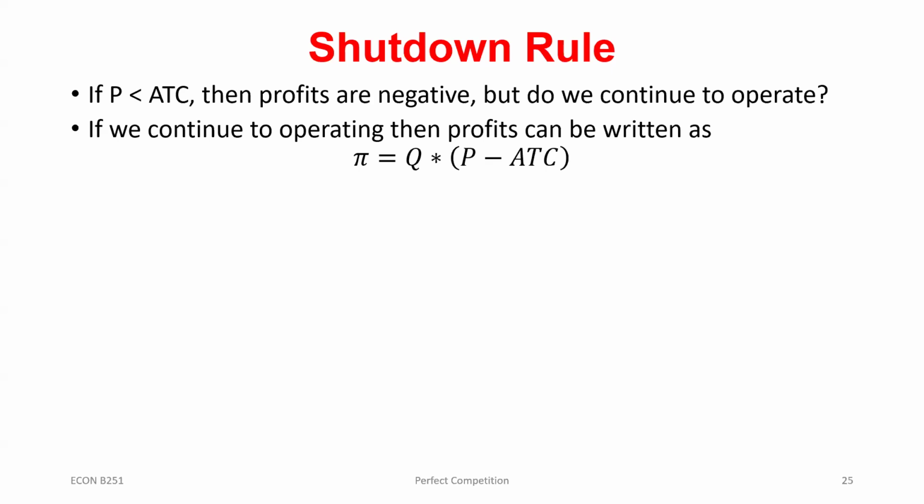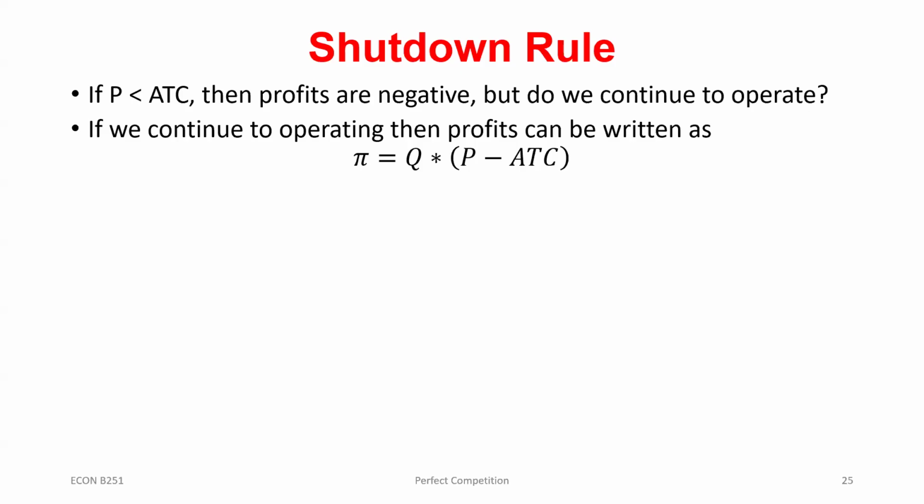So my profit equation that we were using was the quantity I'm selling times the difference between price and average total costs. Okay. So I'm just going to rewrite this a little bit. What is my average total cost? It's the sum of my average variable and my average fixed.